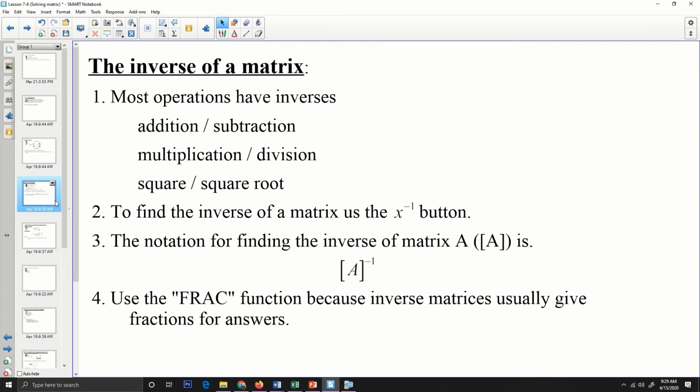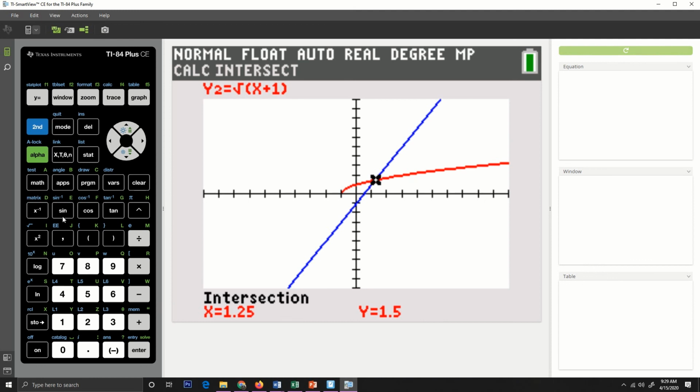To find the inverse of a matrix, we're going to use this X inverse button. If I pull up my graphing calculator and come over here, you'll notice that right above the 7, I go up to the x squared, and then above that I have this x, what looks like to the -1 power. We're going to call that the X inverse button. And then the second feature of that is the matrix menu, and we'll do all of our entering and manipulating of matrices using that particular menu.